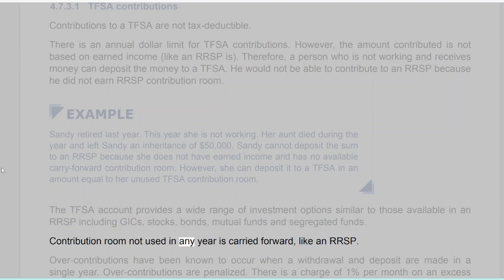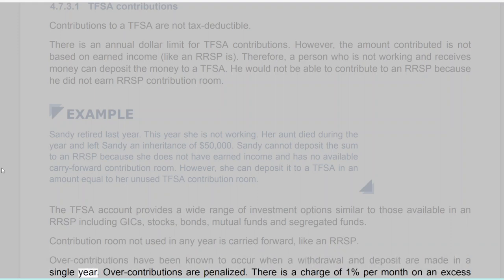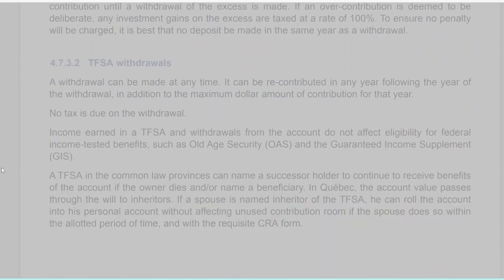Contribution room not used in any year is carried forward, like an RRSP. Overcontributions have been known to occur when a withdrawal and deposit are made in a single year. Overcontributions are penalized. There is a charge of 1% per month on an excess contribution until a withdrawal of the excess is made. If an overcontribution is deemed to be deliberate, any investment gains on the excess are taxed at a rate of 100%. To ensure no penalty will be charged, it is best that no deposit be made in the same year as a withdrawal.